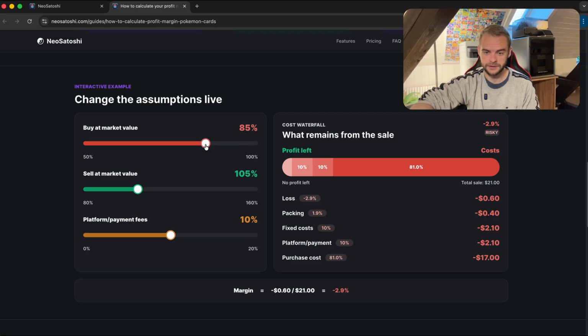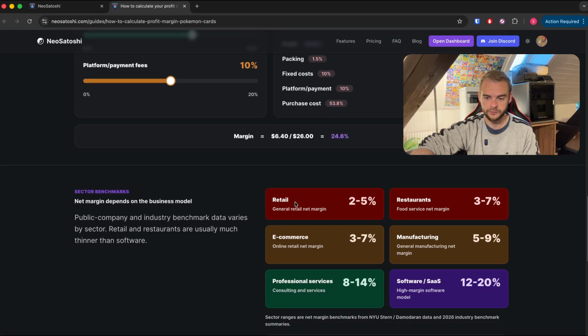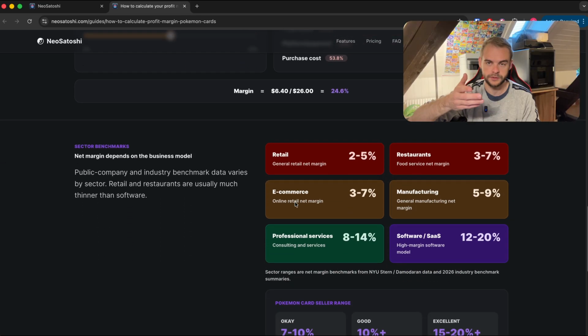So let's turn the numbers back to how it looked before. Or maybe if you do 140, you can see it even increases. And I will now show you what it means when your business is very good, and what profit margin is usual in which industry. So for example, in retail, you have only 2 up to 5% profit margin, which is very low. So they have a very thin profit margin.